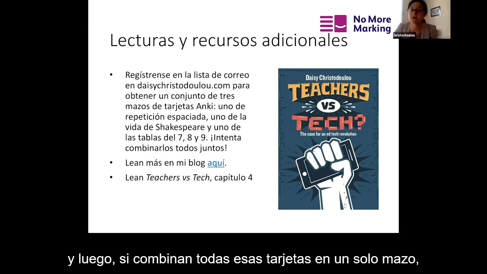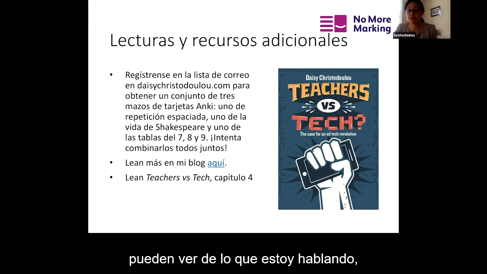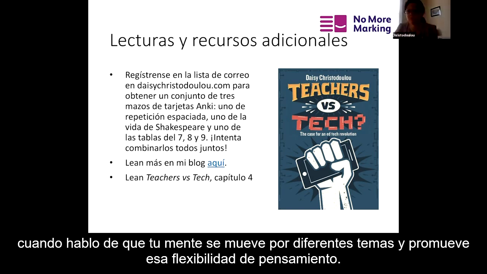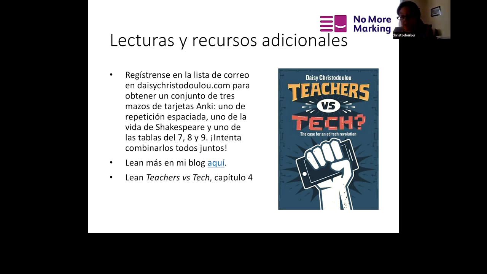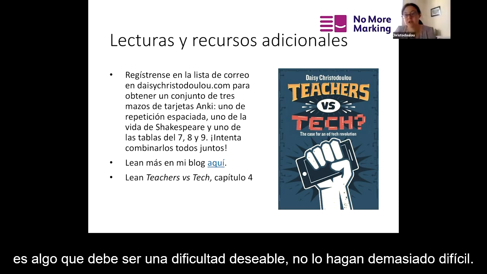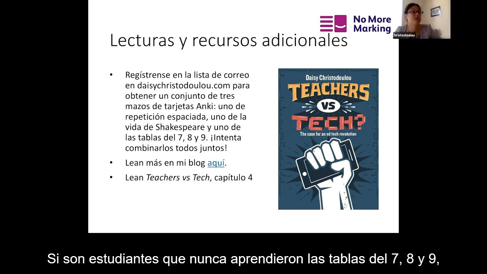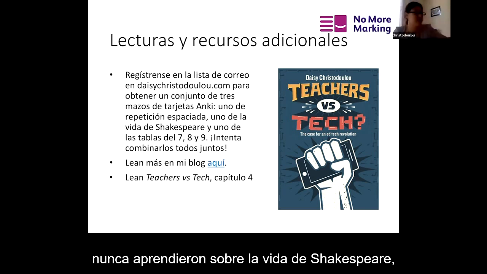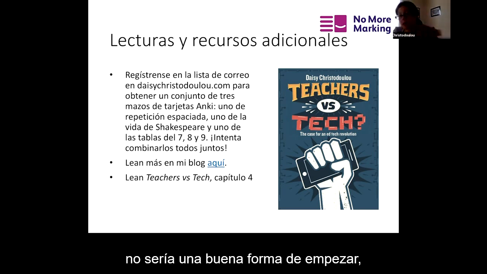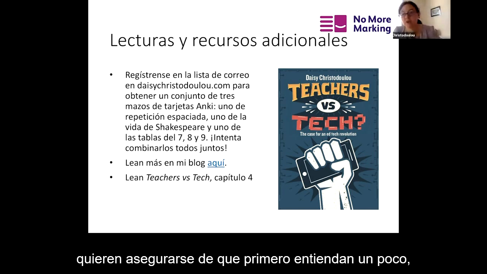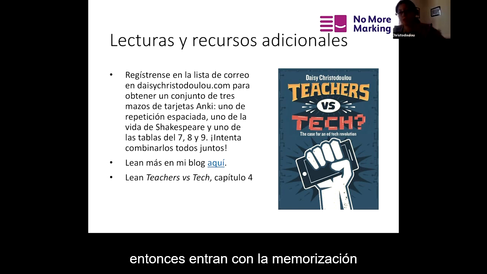And then if you combine all those flashcards together into one deck, you can see what I'm talking about when I say your mind is moving between different topics, and it promotes that flexibility of thought. But as I say, it needs to be a desirable difficulty. You don't want to make it too difficult. If it's students who have never learnt their 7, 8 and 9 times tables, and have never learned anything about Shakespeare's life, that wouldn't be a great way to start. You want to make sure they've got that bit of understanding first, then you go in with the memorization.